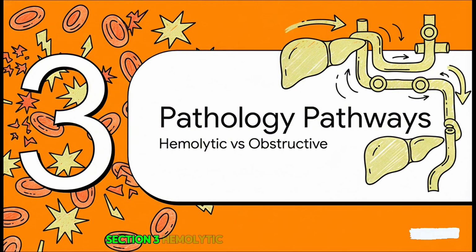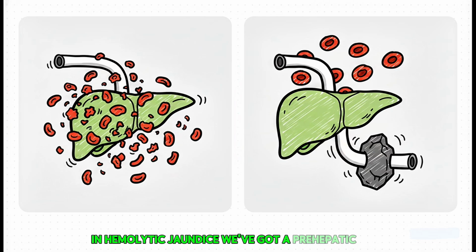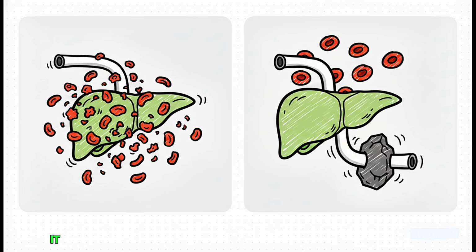Section 3. Hemolytic versus obstructive jaundice, the 2 major pathways. There are basically 2 main ways this whole system breaks down. In hemolytic jaundice, we've got a prehepatic problem. Red blood cells are being destroyed, or hemolyzed, so rapidly that a perfectly healthy liver is simply overwhelmed. It literally cannot excrete the bilirubin as fast as it's being formed. The result is a massive spike in free, unconjugated bilirubin in the plasma.